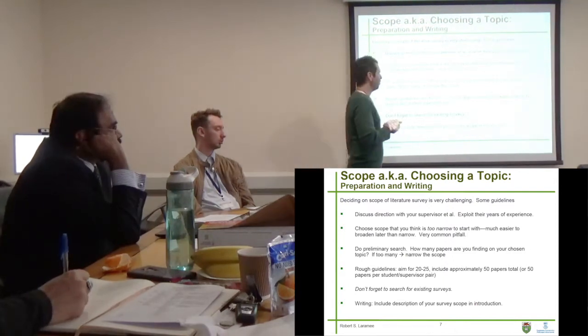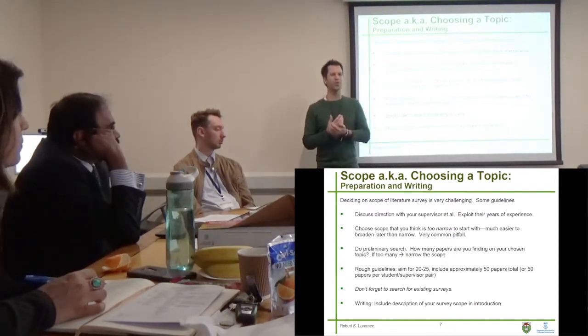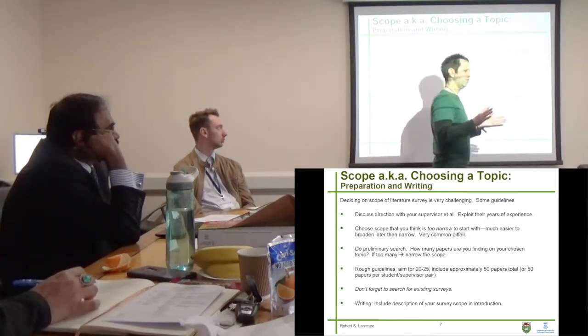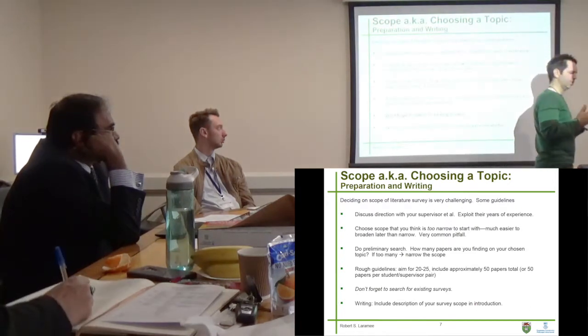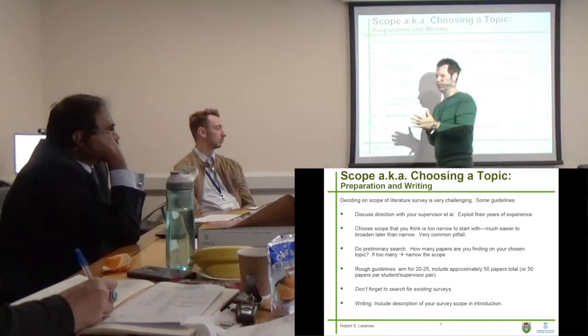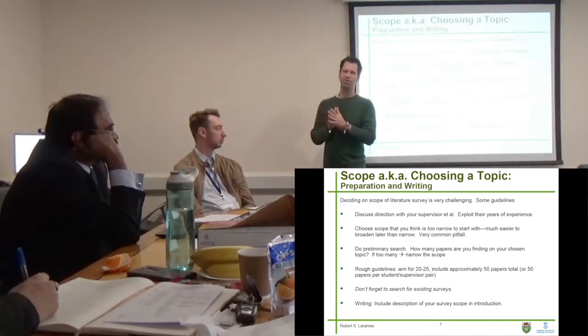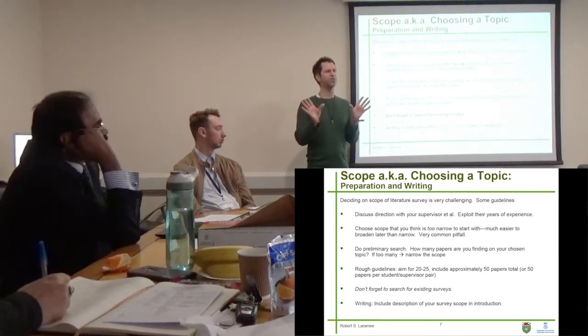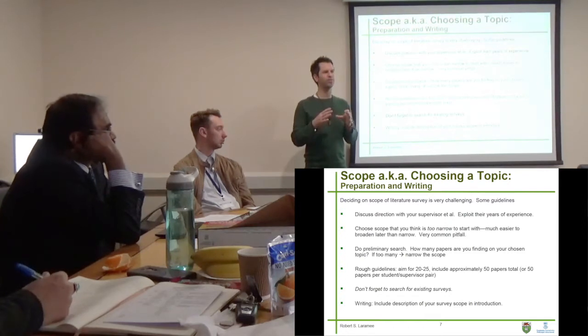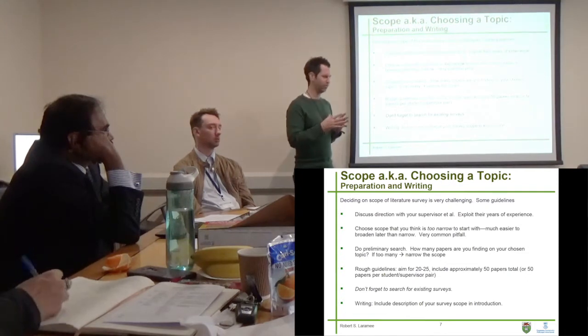So choose a scope that you think is too narrow to start with, right? And then you can broaden it if you discover that it's too narrow. What usually happens in practice is that a student or a researcher will choose a scope or a topic that's too broad, and they will discover that there are too many papers fitting inside that topic, and they will get overwhelmed by the volume.